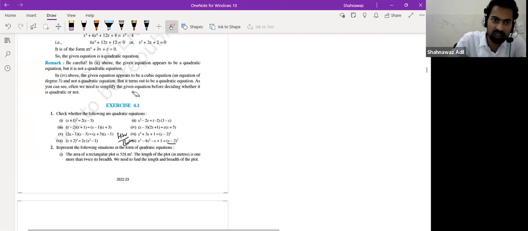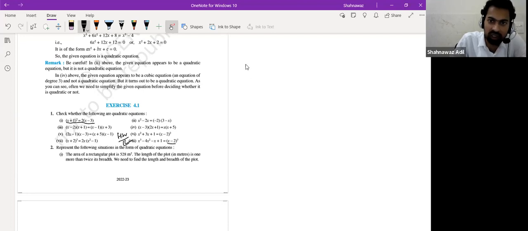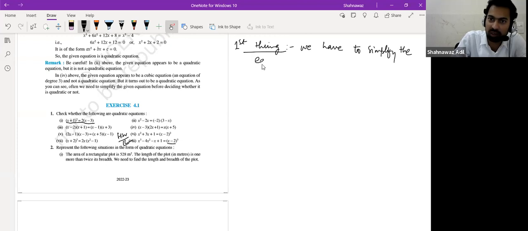So you see, in the first question, they are asking whether these equations are quadratic or not, right? So the first thing we have to do is what? We have to simplify, right? So this is the whole idea of this exercise. We have to simplify the equations, right? Then we can say whether these are quadratic equations or not, right? Okay, so let us take this first question.